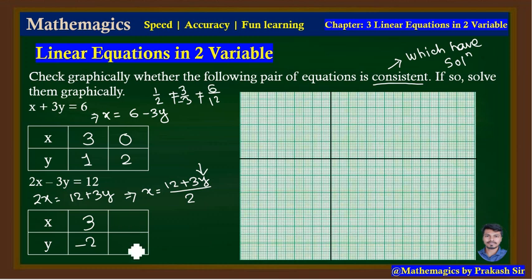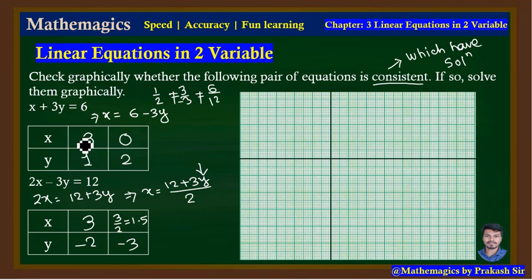Let us consider the value of y is equal to minus 3. I'm taking it here. So 3 into minus 3 becomes minus 9, and 12 minus 9 becomes 3. So 3 by 2, let me write 3 by 2. And dear friends, 3 by 2 is none other than 1.5. So now we are going to plot the graph.